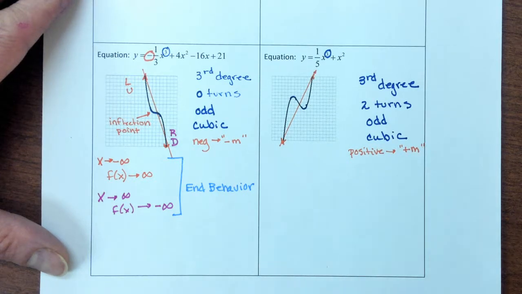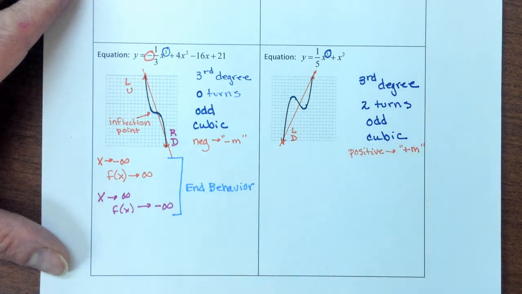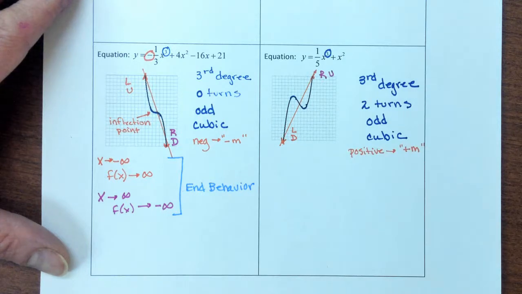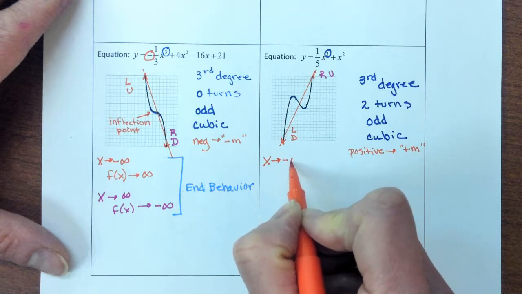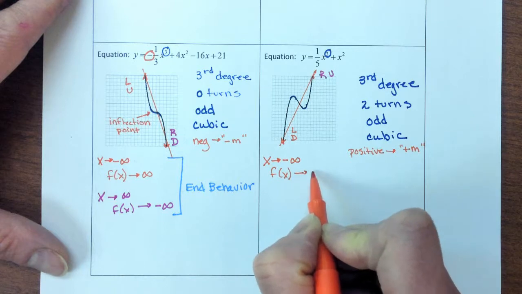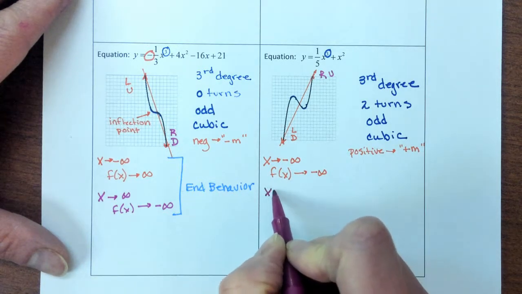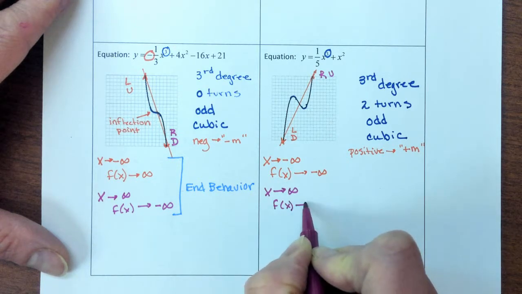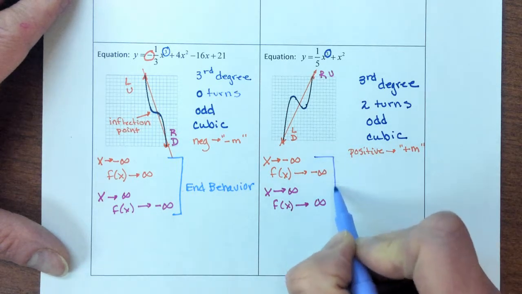Let's go ahead and talk about end behavior. On the left side, it's going down. On the right side, it's going up. So let's write it this way. The left side, my function is going down. And on the right side, my function is going up. So again, that is end behavior.